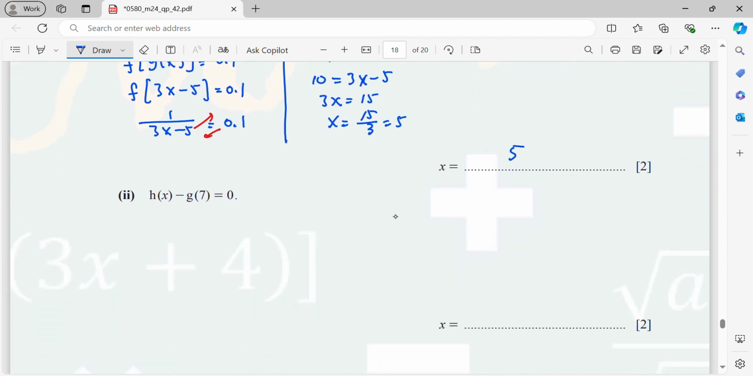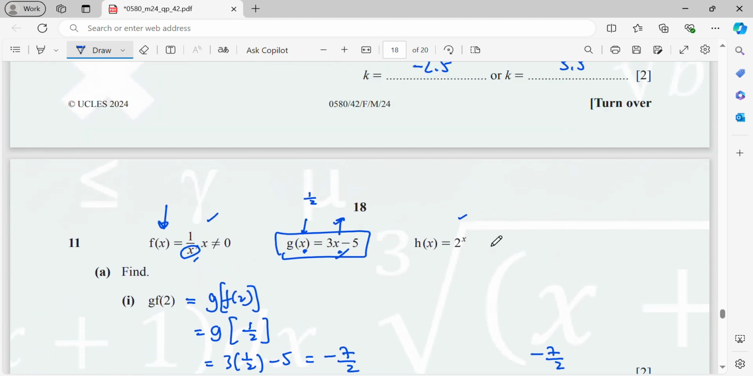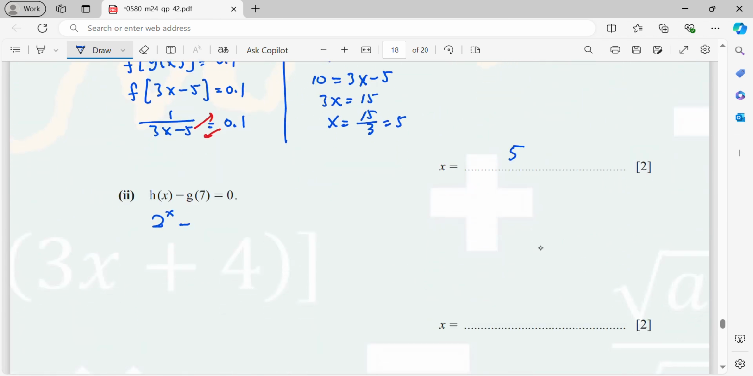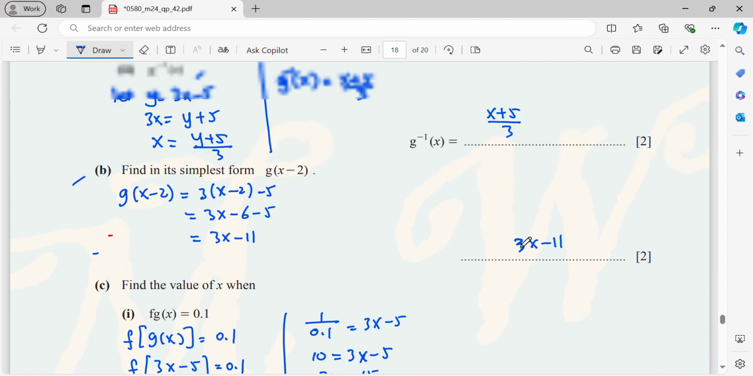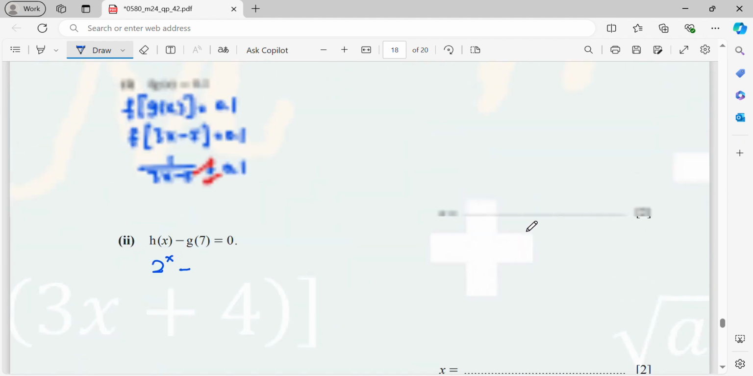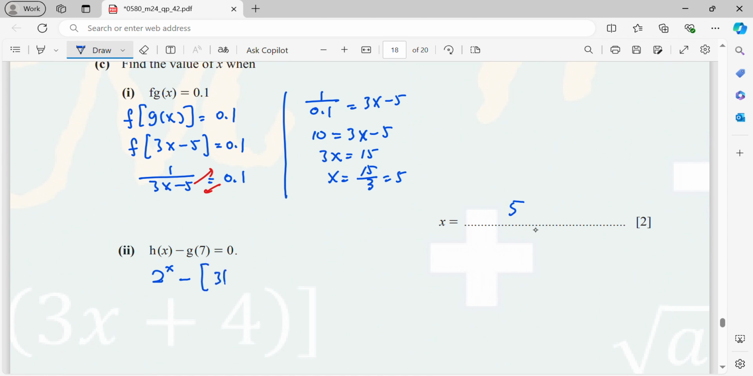Part 2, h(x) minus g(7) equals 0. So the h(x) is 2 power x. So here, 2 power x minus g(7). Okay, so now g(7) means that you replace the x by 7. So I will change to 3 times 7 minus 5. So here it will be 3 times 7 minus 5, which is basically 21 minus 5. That is 16.